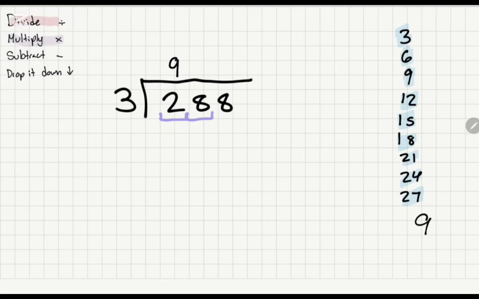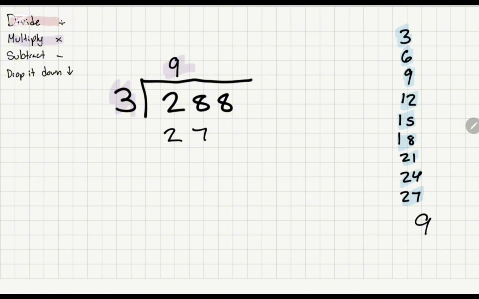So I'm going to be multiplying my 3. Where did my highlighter go? Here we go. My 3 and my 9. So 3 times 9 is 27. So I'm going to write 27 underneath of that 28.